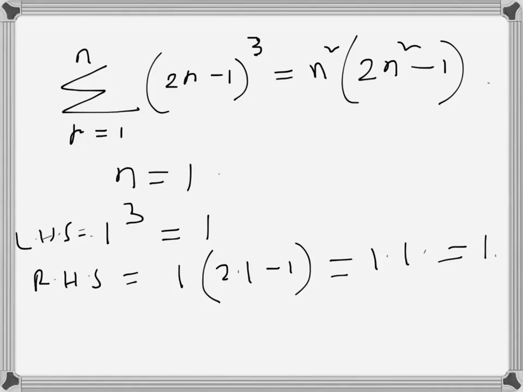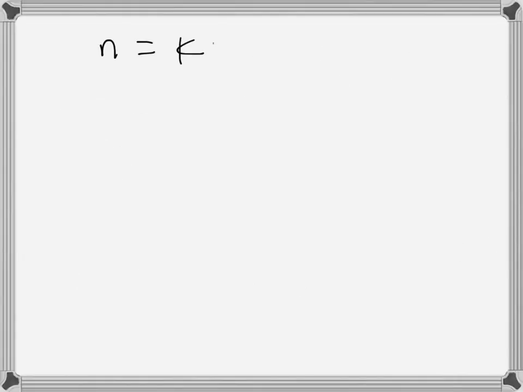Now when n is equal to k, where k is any integer, the sum runs over r from 1 to n, that means n can have any value from 1 to greater than 1. So when n is equal to k, which is any integer greater than or equal to 1, we assume that the left hand side is equal to the right hand side.